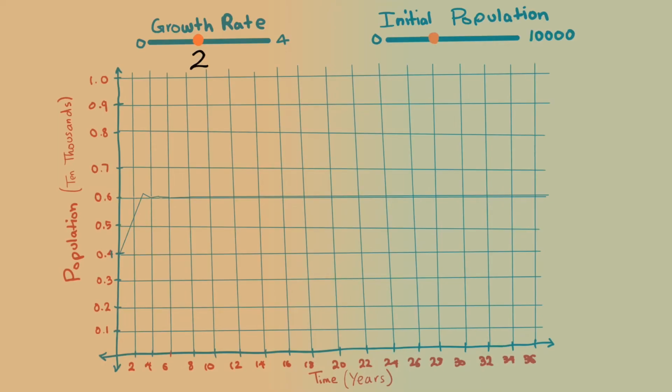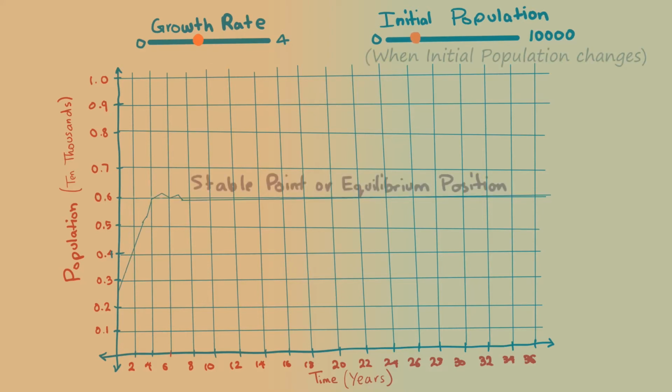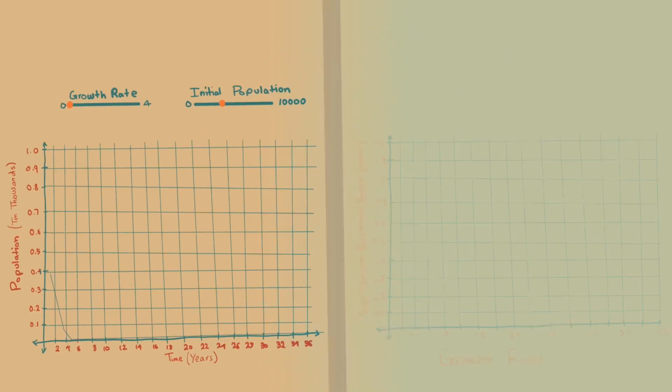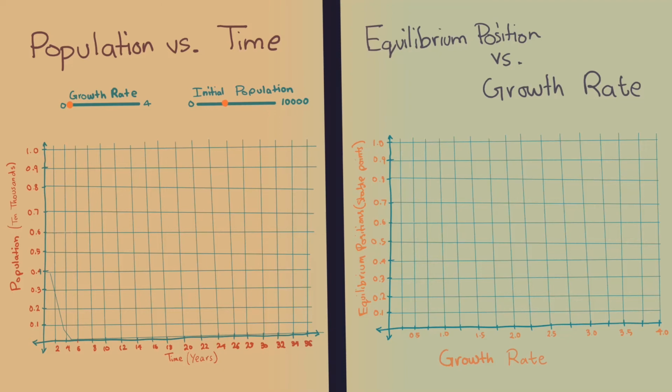Here's what we get. We see that the population starts low and then reaches a stable point, commonly known as the equilibrium position. We see that changing the initial population doesn't affect the equilibrium position. But when we change the growth rate, the equilibrium position changes as well. So let's make another graph of the equilibrium positions when the growth rate changes.